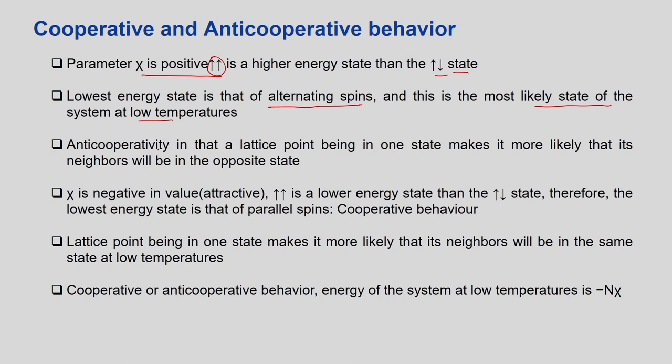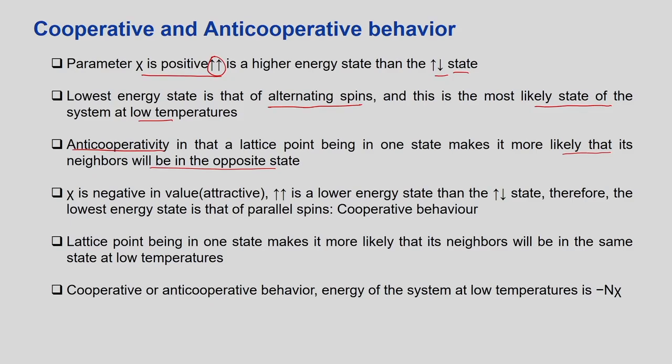So this is called anti-cooperativity. What is anti-cooperativity and cooperative behavior? Anti-cooperativity is that a lattice point being in one state makes it more likely that its neighbor will be in the opposite state. Because we have given a sign to the coupling factor, the other state will be the lowest state. So it is anti-cooperative.